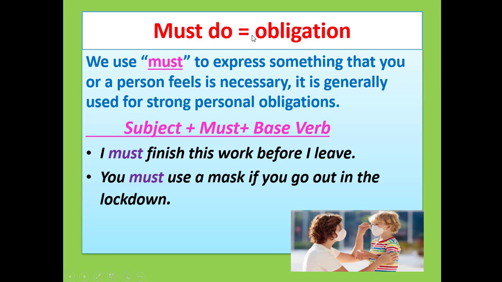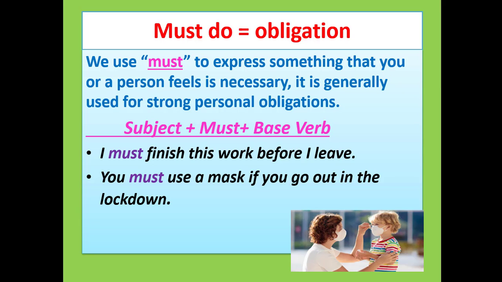Must do something, it's obligation. So we use must to express something that you or another person feels is necessary. It's generally used for strong personal obligation. So how can I differentiate here between must and have to? Must is used mostly to talk about the feelings and the wishes of the speaker.